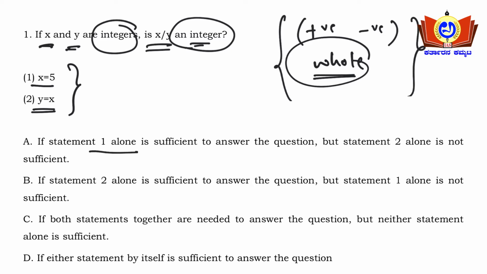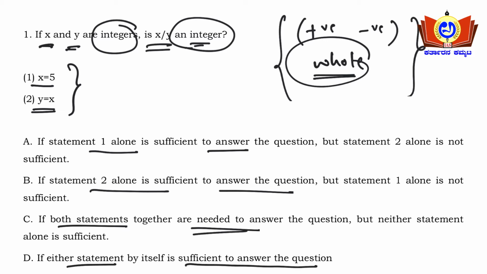Only statement 1 alone is sufficient to answer the question. Statement 2 alone is sufficient to answer the question. Both statements together are needed to answer the question. Or either statement by itself is sufficient to answer the question. In the next page I'll be dealing with this problem. So the first statement is x equals 5 and the second statement is y equals x.